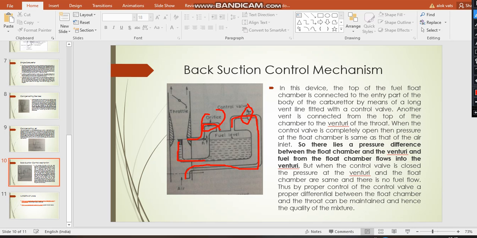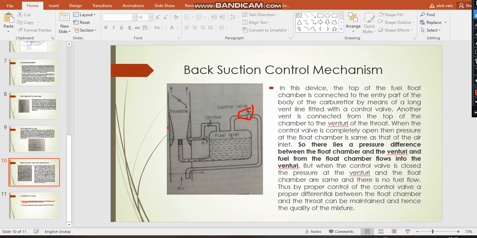So what happens is, when there exists a pressure difference between the top of the fuel level and the venturi, this is the venturi, this is the throttle, there does occur the movement of the fluid from the float chamber towards the main jet, or towards the venturi in this region. Now, when the control valve is closed, we can just erase all and discuss the role of the control valve in a better way.